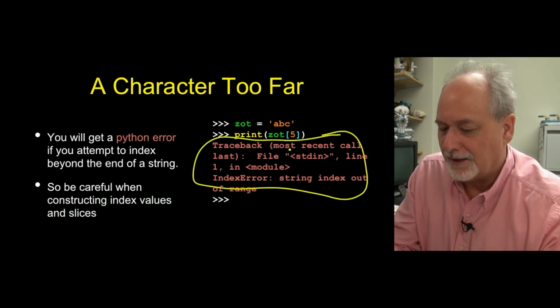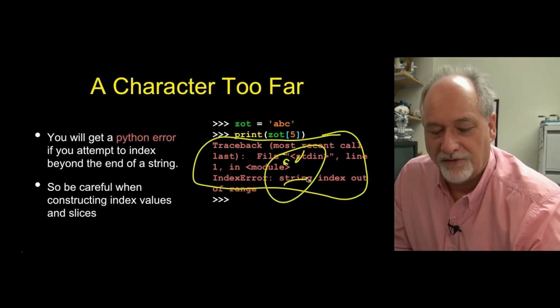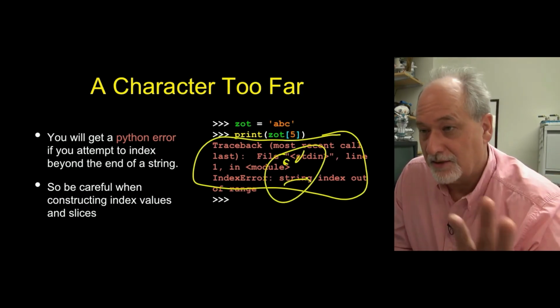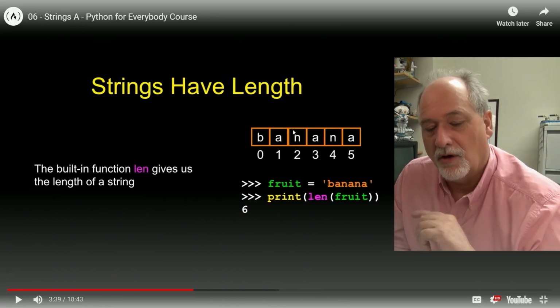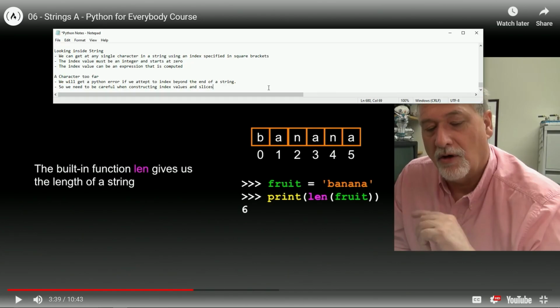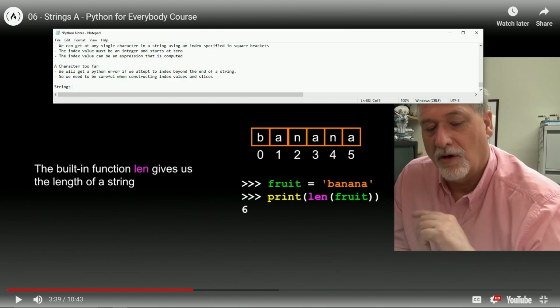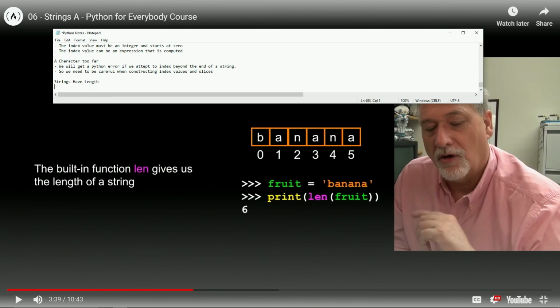So you have to be careful when you're starting to pull stuff out of strings. Some of the things allow it, some of them don't, and you'll get used to that. We can ask how long. Strings do have length. So let's type this down. Strings have length. The built-in function len gives us the length of a string.